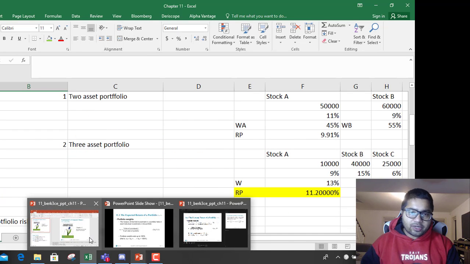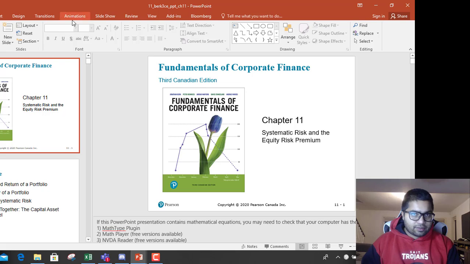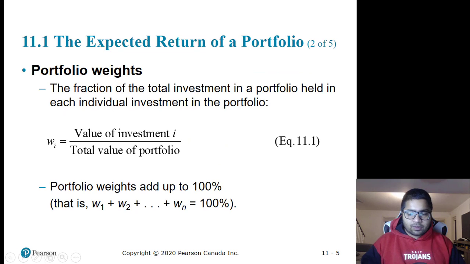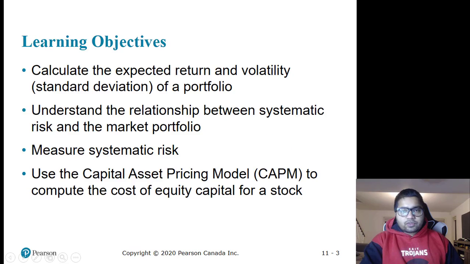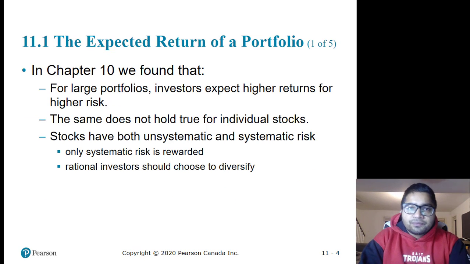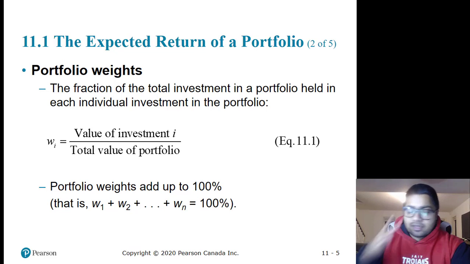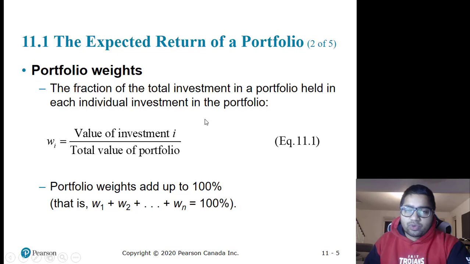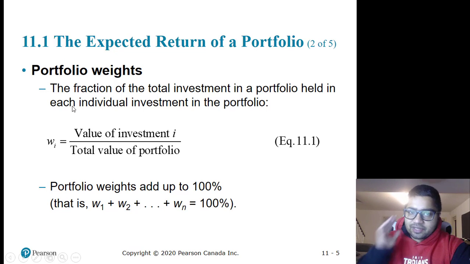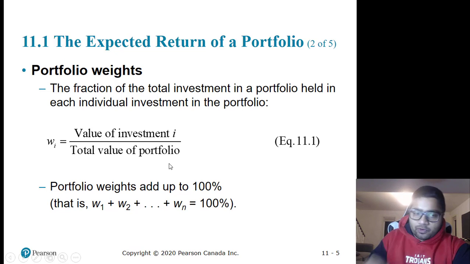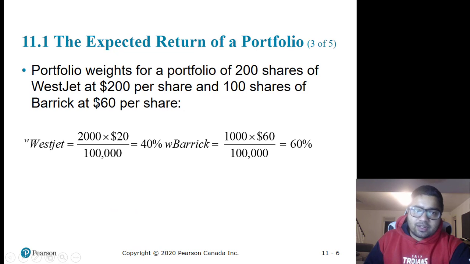Let's go back to the PowerPoints and discuss them. So we were here: expected return on portfolio. First we have to find out portfolio weights. Portfolio weights are the fraction of total investment in a portfolio held in each individual investment: value of investment in i divided by total value of portfolio. So portfolio weights always add up to 100%. Weight of 1 plus 2 to n equals 100%.